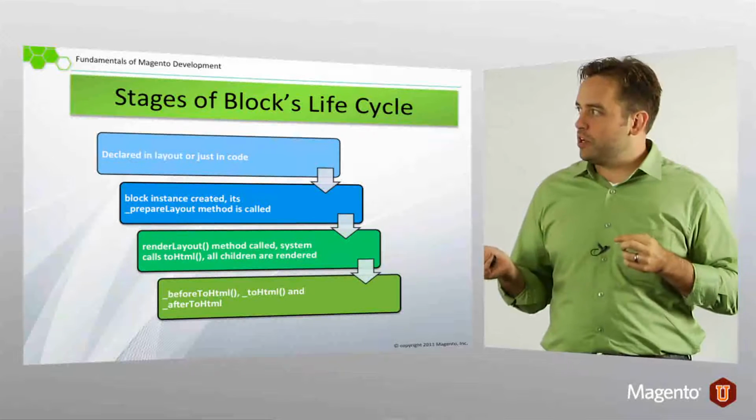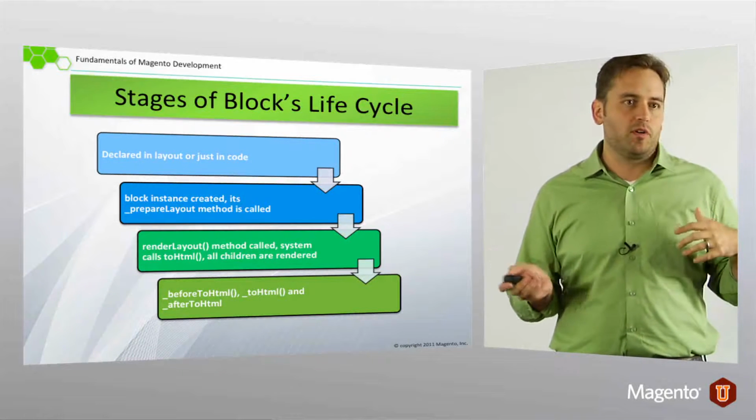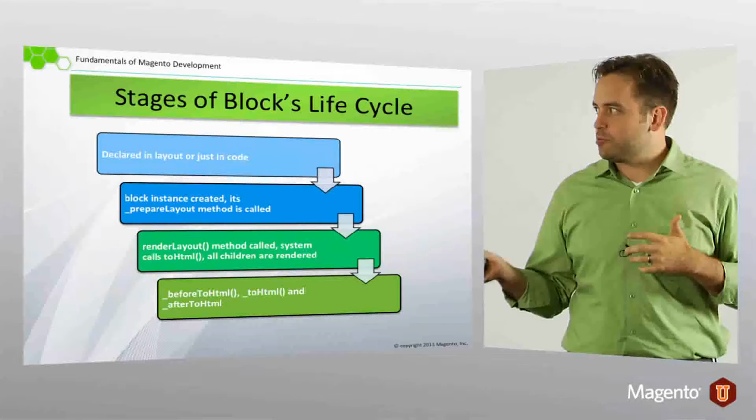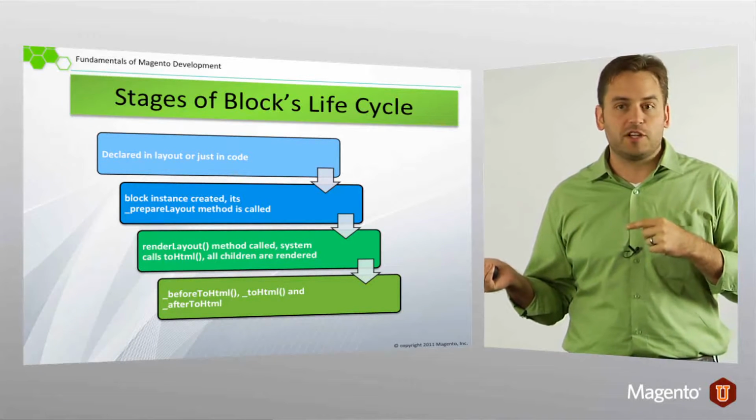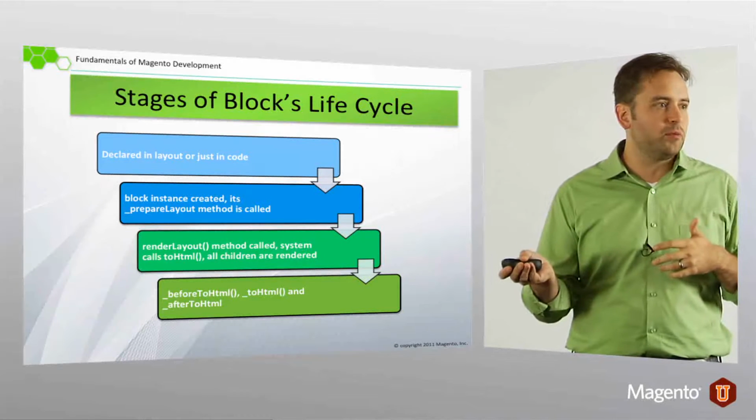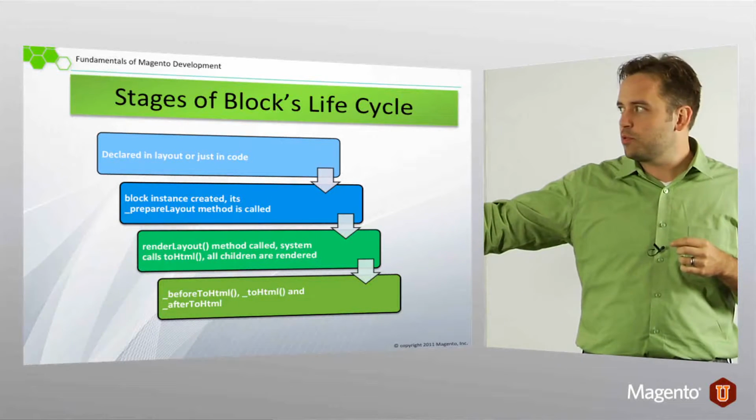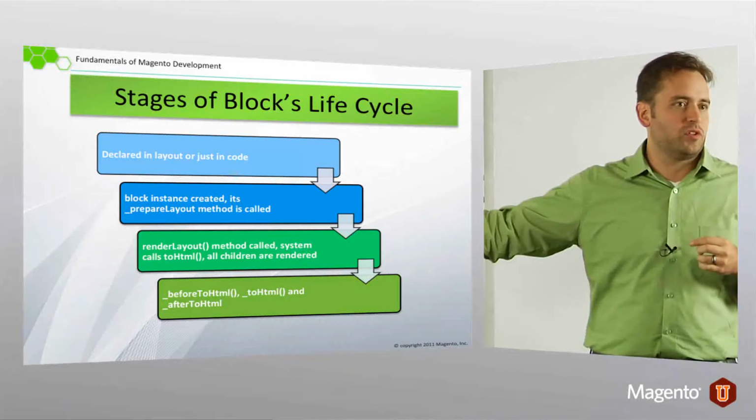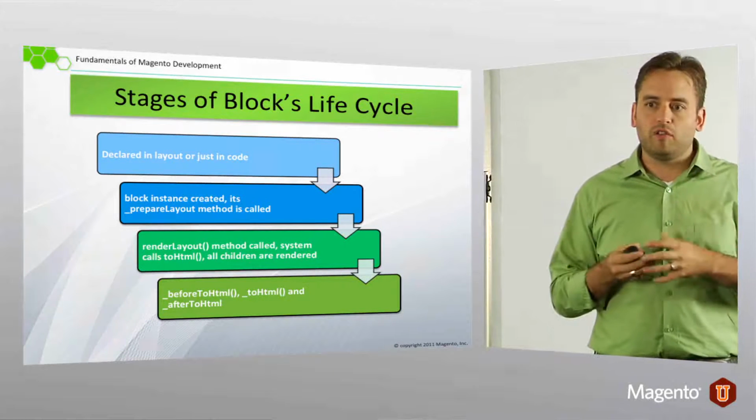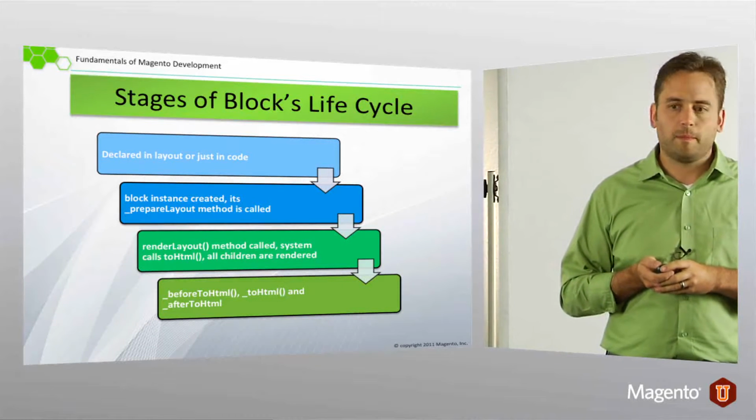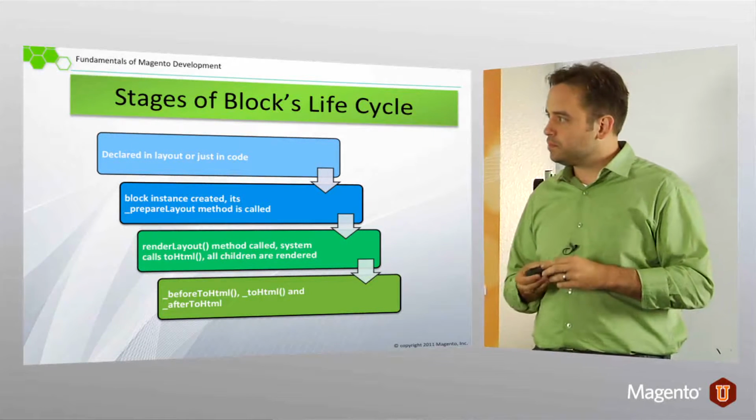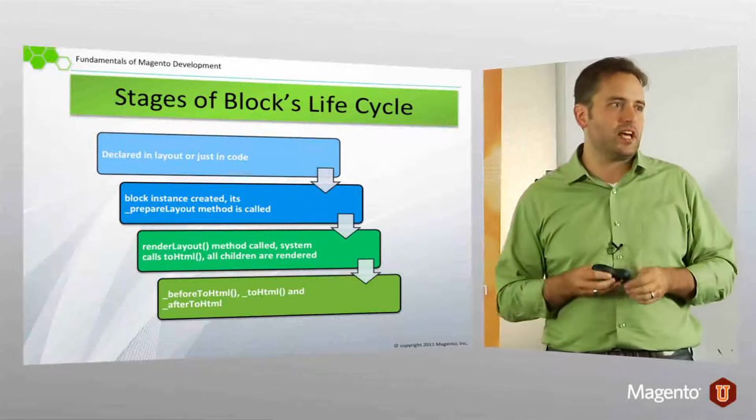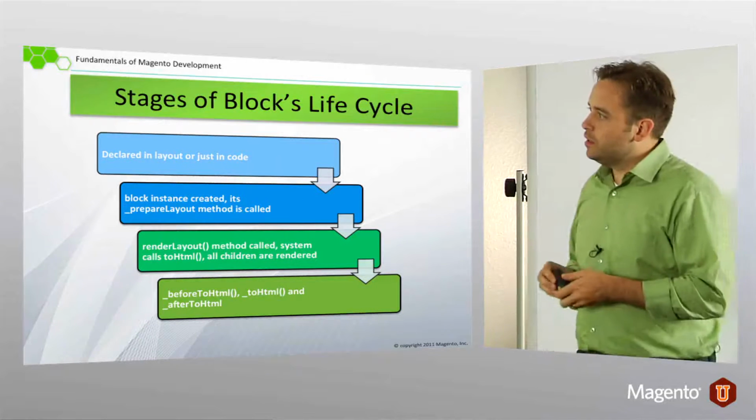So the block instance, when it's created, basically as part of the constructor for that block, this prepare layout method is called. It's important. Prepare layout is actually, if we have some kind of model data that we need, where we would put the logic and the calls to the models to actually prepare all of the information that we need. Okay? So prepare layout is a very important method. It's just a setup function, essentially.